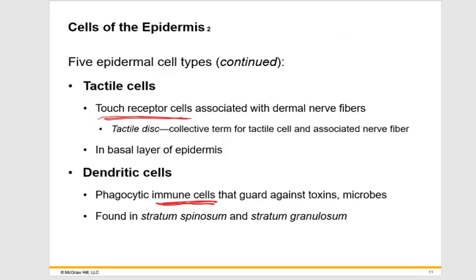The tactile cells, which are our touch receptors, are also part of protection and the ability to sense. Dendritic cells, our immune system cells, of course, are protection. They're part of our immune system.